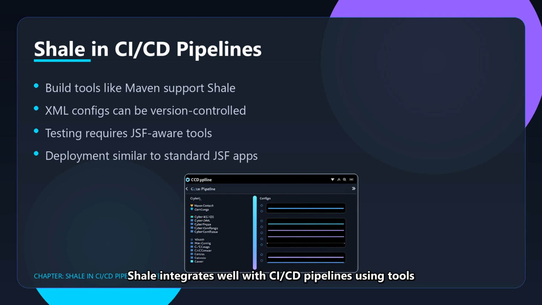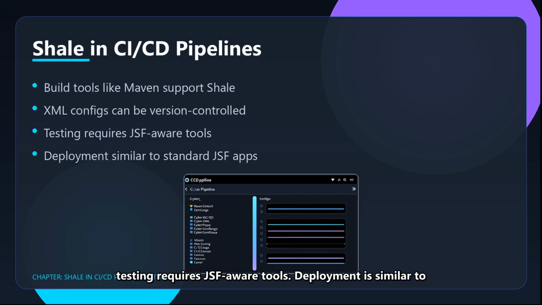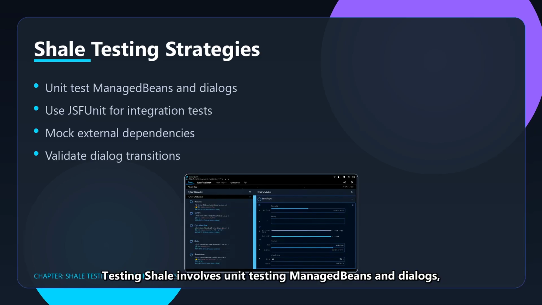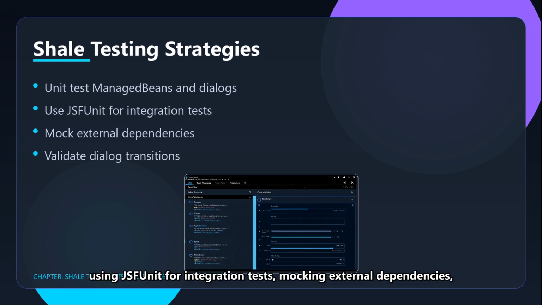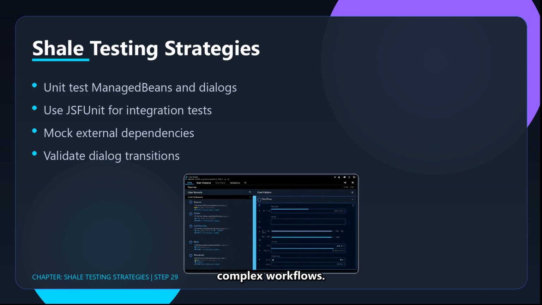Shale integrates well with CI/CD pipelines using tools like Maven. XML configurations can be version controlled, but testing requires JSF-aware tools. Deployment is similar to standard JSF applications, making integration straightforward. Testing Shale involves unit testing managed beans and dialogs, using JSFUnit for integration tests, mocking external dependencies, and validating dialog transitions. This ensures reliability in complex workflows.